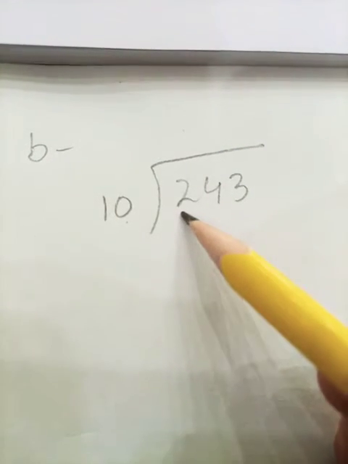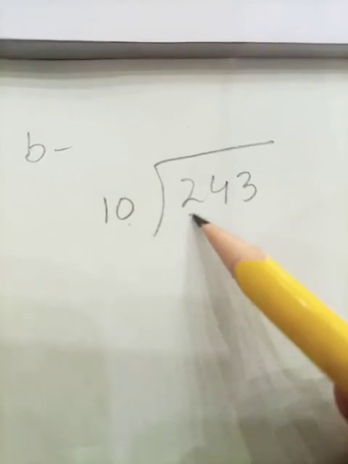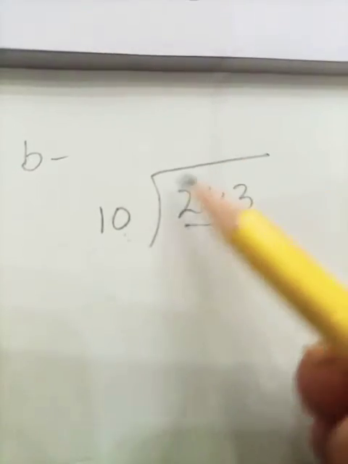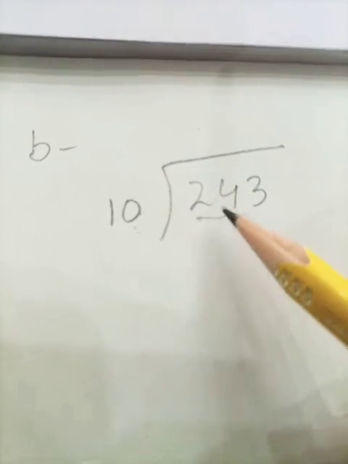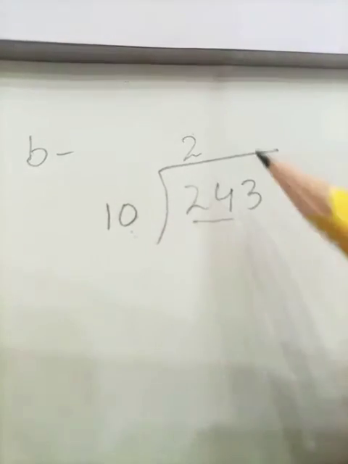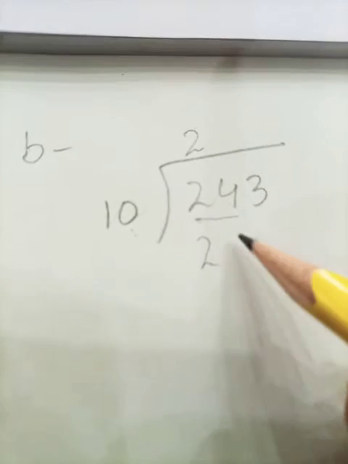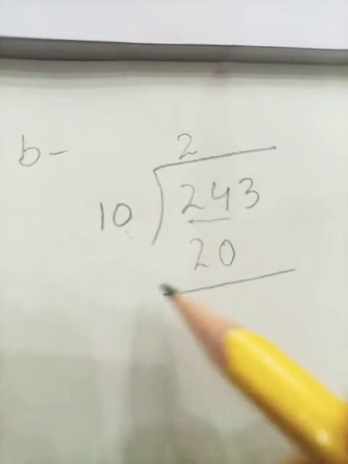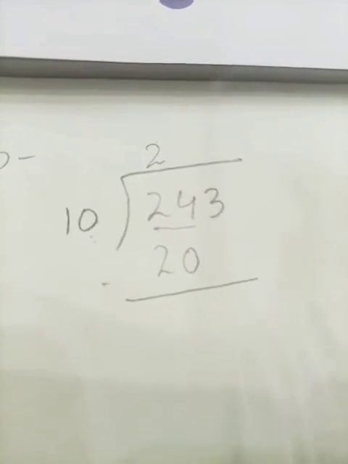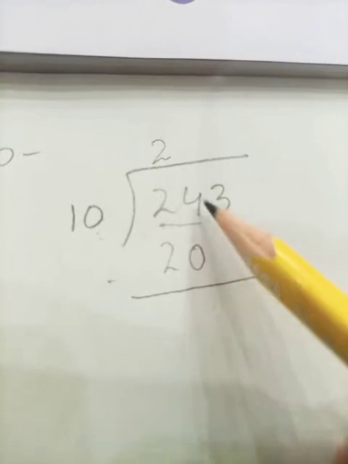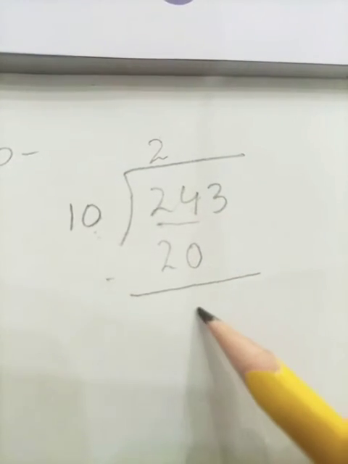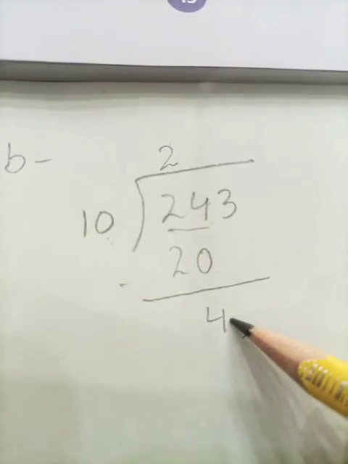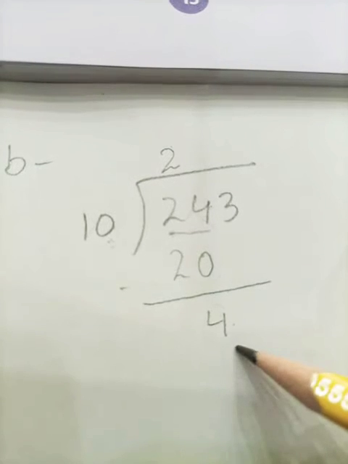This 2 is smaller than our divisor, so we are taking the pair, that will become 24. Let's read the table of 10 where we get 24. 10 2s are 20. So students, 20 is quite near to my dividend, so I am writing it. Tell me the next step. Yes, the next step is subtraction. I am going to subtract, starting from this 4 minus 0, and my number will be 4. Now look, students, this 4 is quite smaller than my divisor. I can't divide it further.